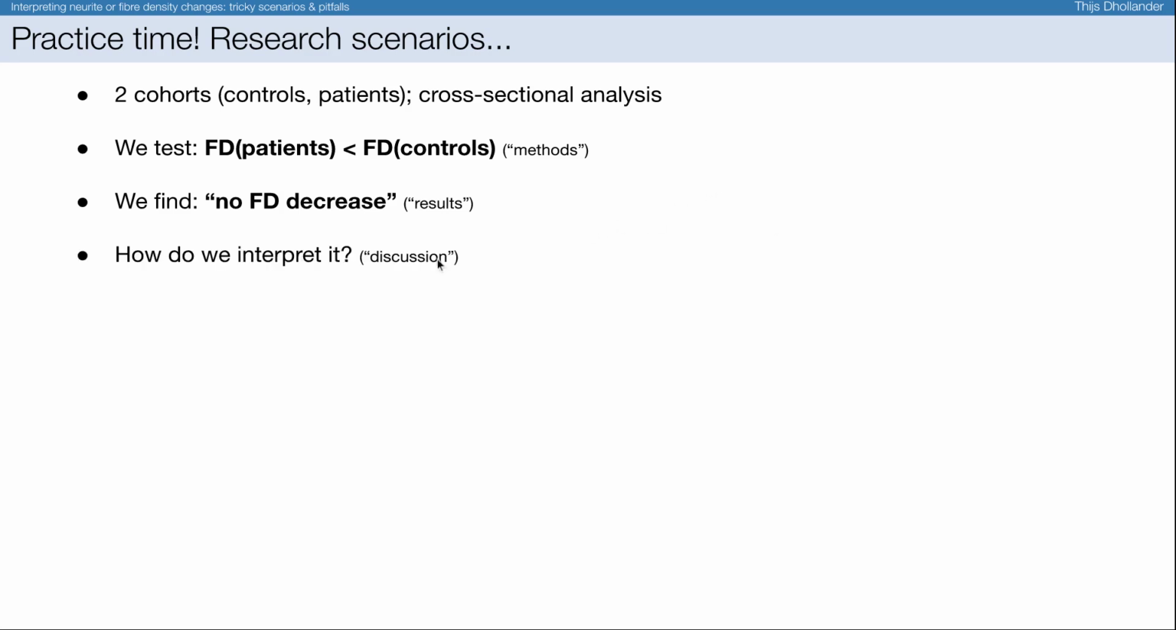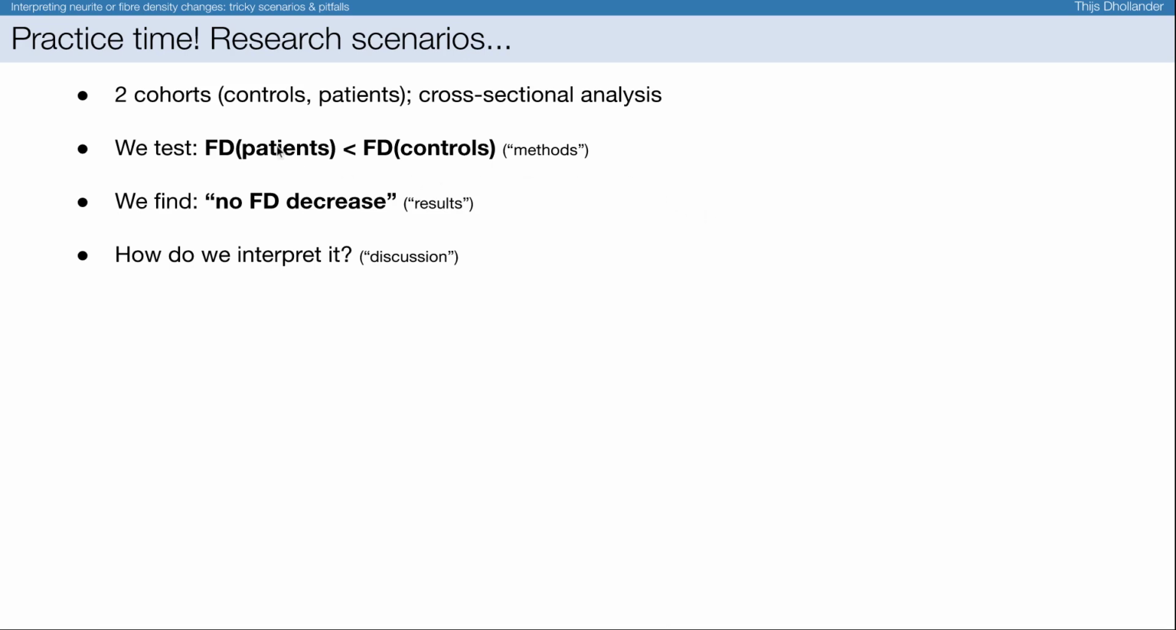But then comes the real challenge. How do we interpret this? What do we write in our discussion section? Some people tend to replicate their results in the discussion section. I find that rather boring. You can go a little bit further if you understand your metrics well.